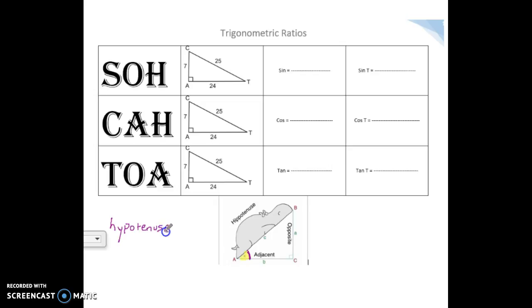Hypotenuse. The hypotenuse is always the longest side on a right triangle, and it is always directly across from the right angle. Now, I like to color code mine, so if you have colored pencils, or crayons, or markers, I always do the hypotenuse in purple. Notice that it is directly across from my right angle. Here's my right angle. There's my hypotenuse.